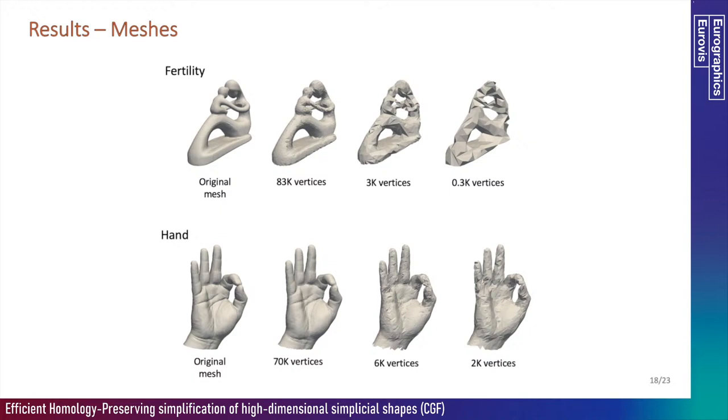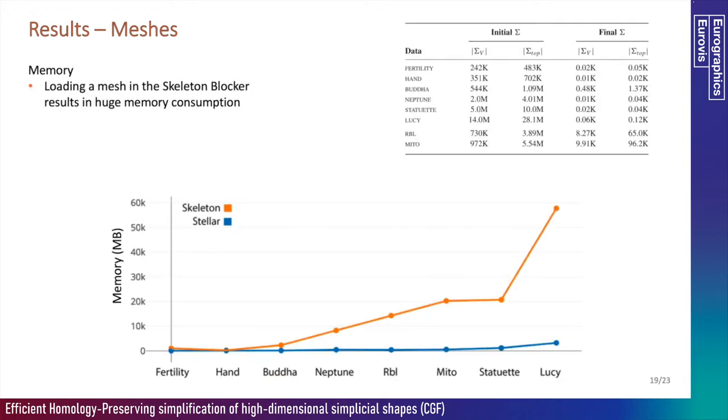Now we can move to our comparison. We started working with triangle meshes and tetrahedral meshes, and our objective here is just that of applying as much simplification as we can with the three approaches, comparing their performances. And we encountered the first problem of using the skeleton blocker in that case. If we want to load a pre-computed mesh on a skeleton blocker, the memory consumption is going to be huge. That is because a lot of memory is required to identify the blockers within this mesh. So in this case, for example, we can see that for the Lucy dataset, which is composed of 14 million vertices, we have to use up to almost 6 gigabytes of RAM just to load the mesh even before performing any simplification. While with the Stellar approach, we can use just a fraction of it and be extremely more compact.